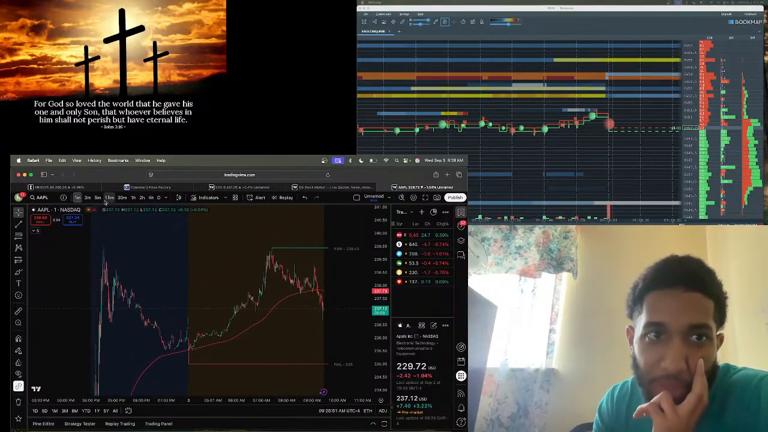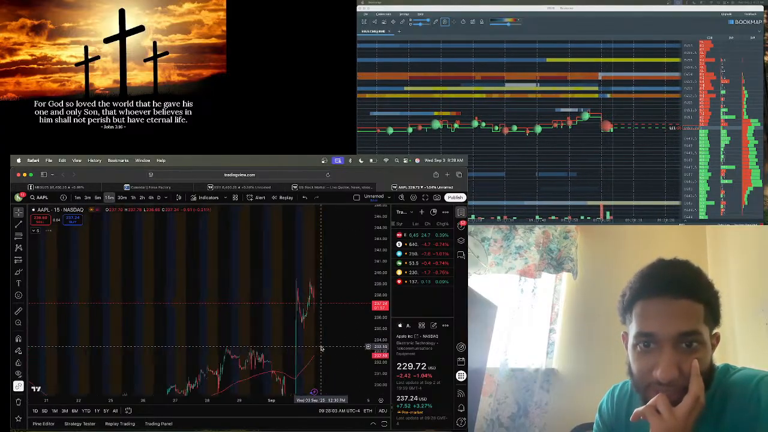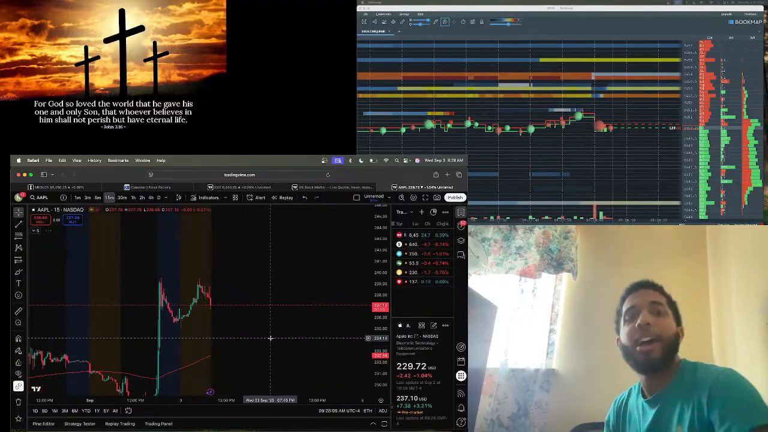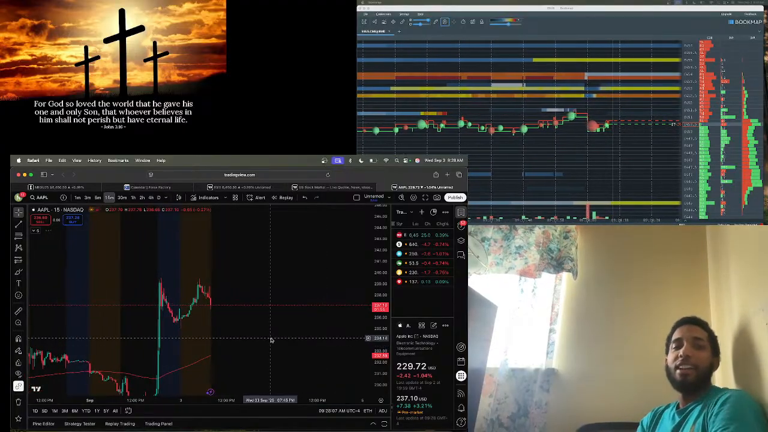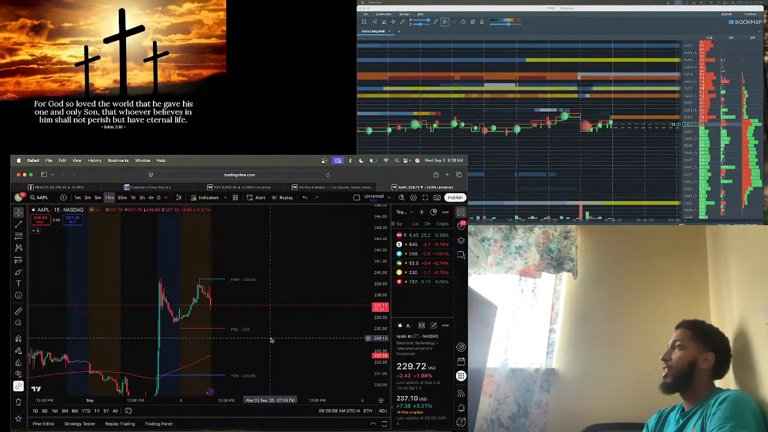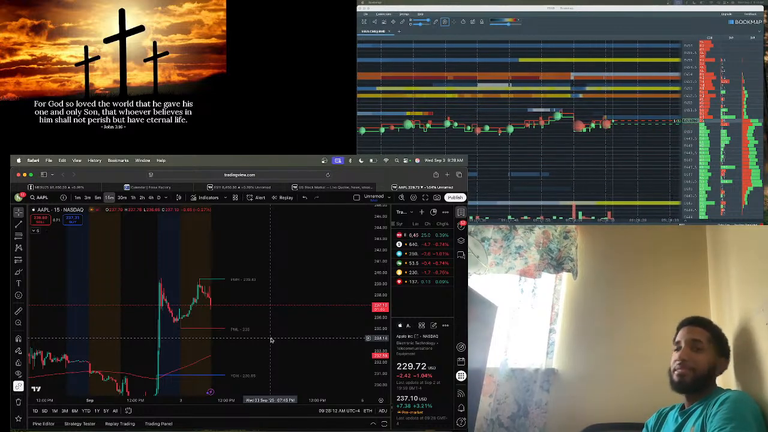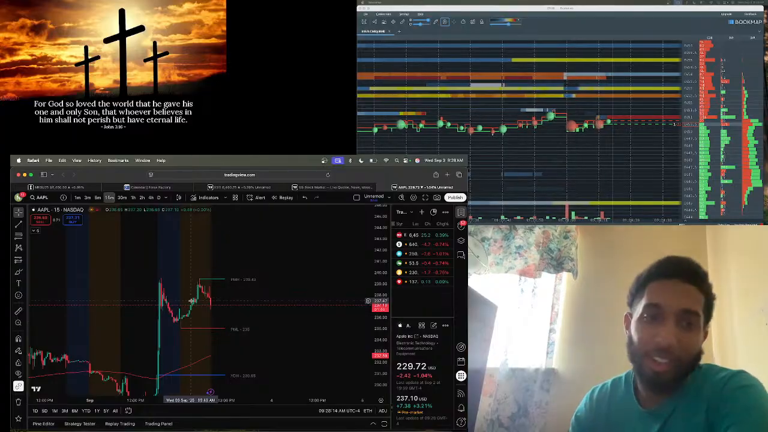Yo, look at Apple's pre-market high level. Look how it lines up with the post-market high. There's a little double tap up there. That'll be a nice break and retest.